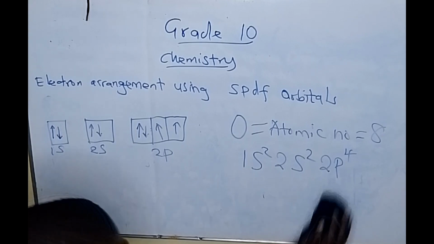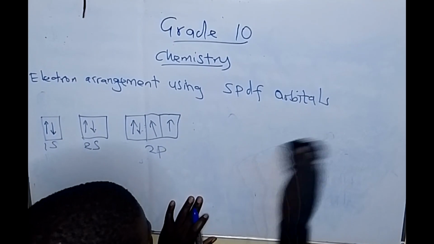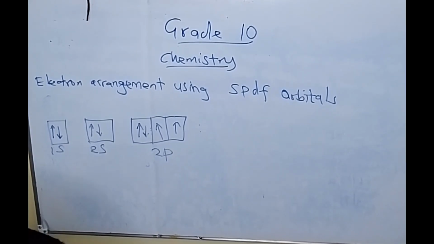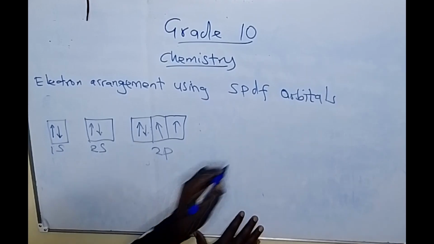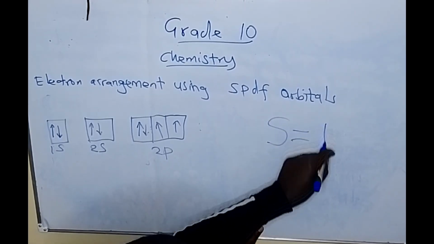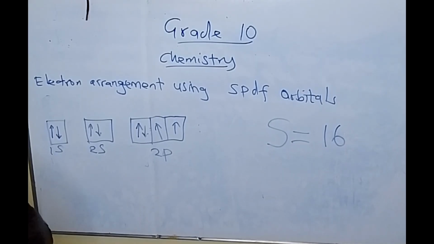So we can try another one. For which element? Let's try sulfur. Sulfur has the atomic number of 16.